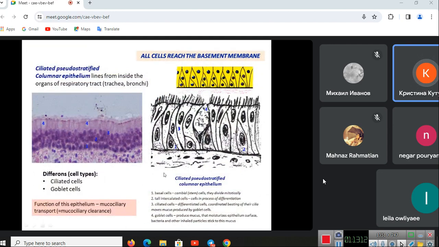So here we have four kinds of cells, but only two cell differons. Why so? Because basal cells and tall intercalated cells are actually the cells of these two differons. Basal cells are stem cells for both differons, and tall intercalated cells are cells in the process of differentiation, either into goblet cells or into ciliated cells.